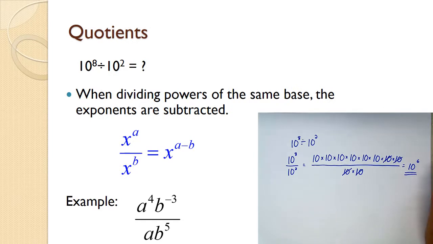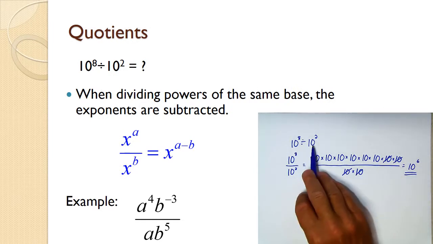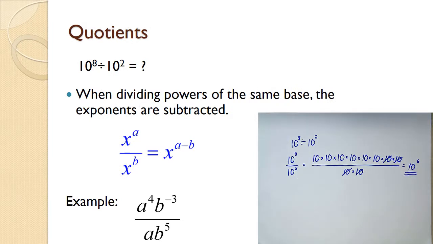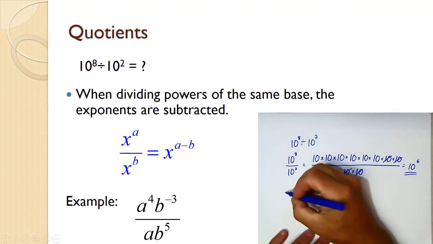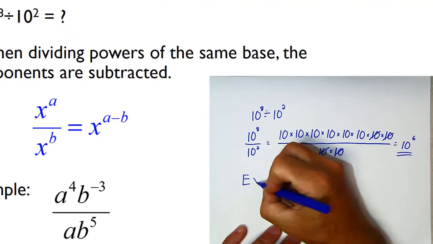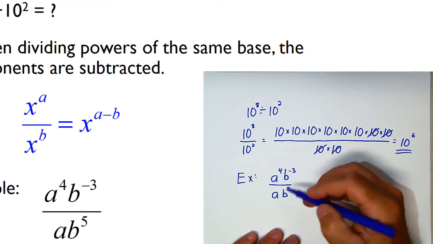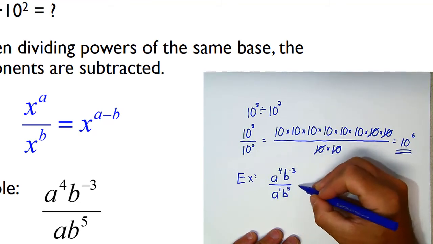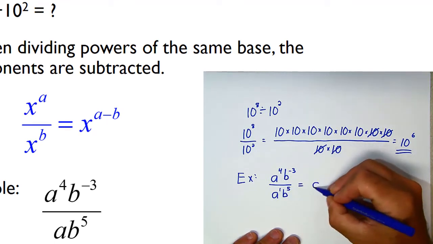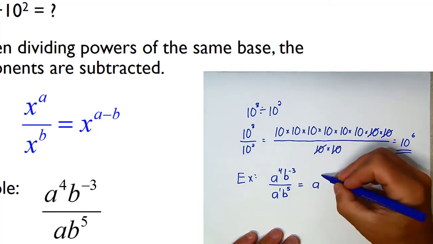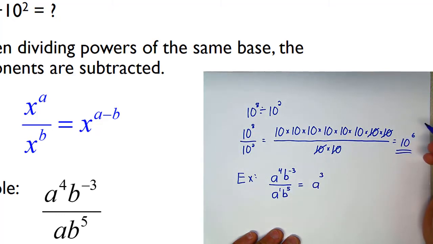So you can probably generalize that. 10 to the 8th divided by 10 to the 2nd is 10 to the 6th. Our rule here is when we divide like bases with different exponents, we can simply subtract the exponents. X to the a over x to the b is equal to x to the a minus b. So let's look at the example that's shown here. We have a to the 4th over a. That's like saying a to the 1st, and so we could say that that's equivalent to a to the 4 minus 1. That's a to the 3rd power.